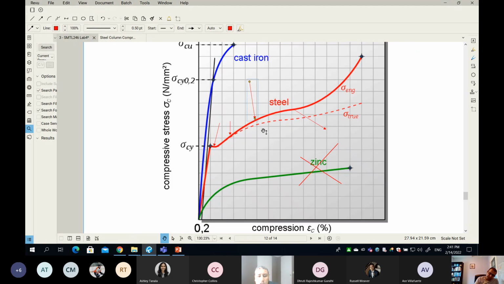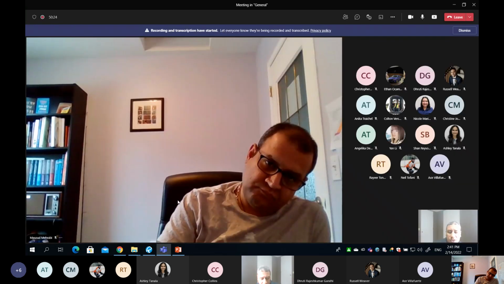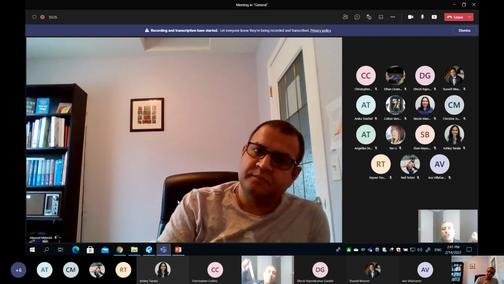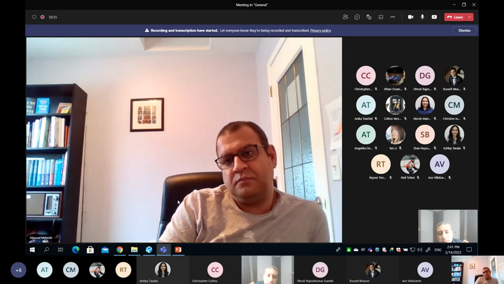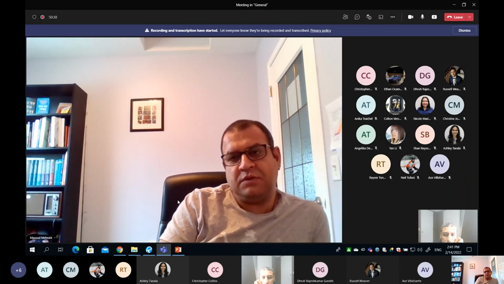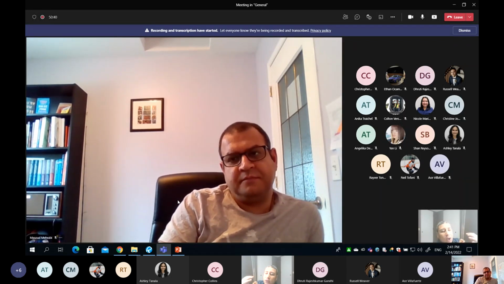So I'm asking you, which specimen will be more prone to buckling? The taller one or the shorter one? Which one will suffer more from buckling? The taller or the shorter? Any thoughts? The taller one. Sure. How about the thickness?